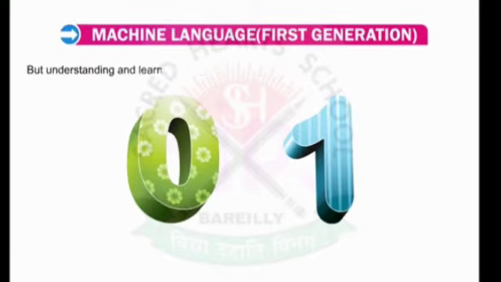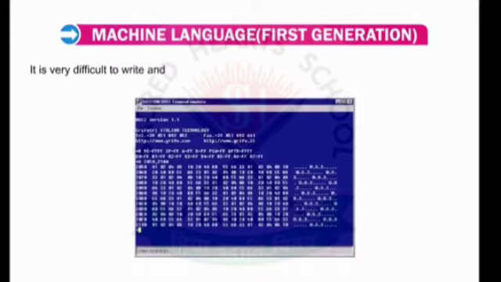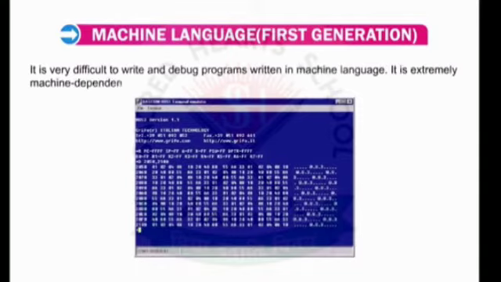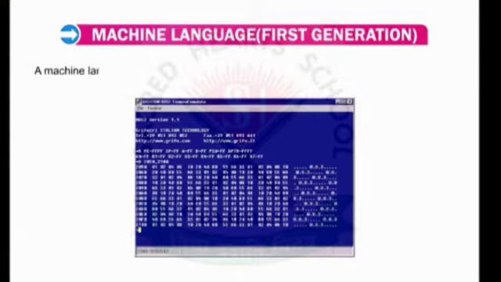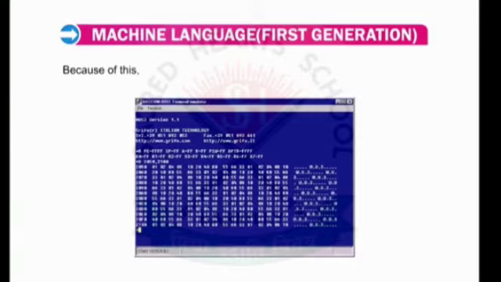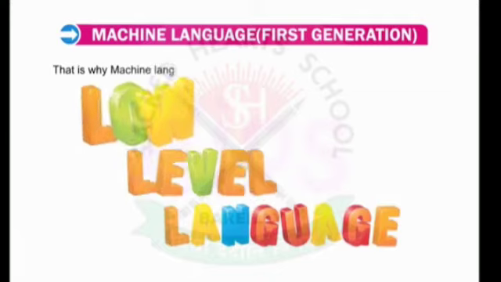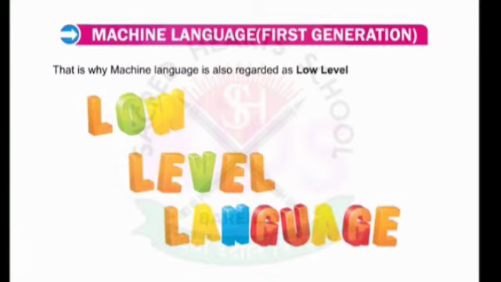Machine language has the advantage of very high speed and very low memory utilization. But understanding and learning machine language is a tough and time-consuming process. It is very difficult to write and debug programs written in machine language. It is extremely machine dependent. A machine language program written on one computer may or may not run on another computer. Because of this, very few people opt for specialization in machine language. That is why machine language is also regarded as low-level language, that is LLL.